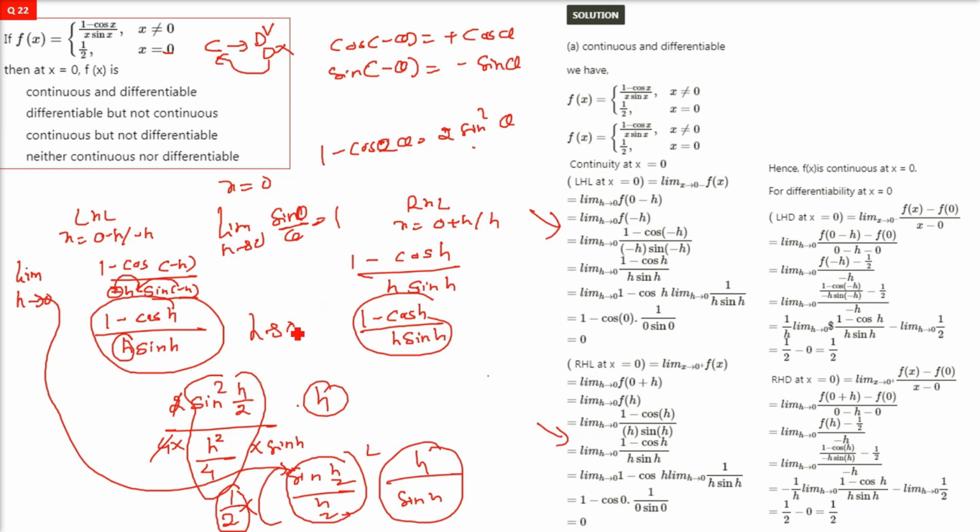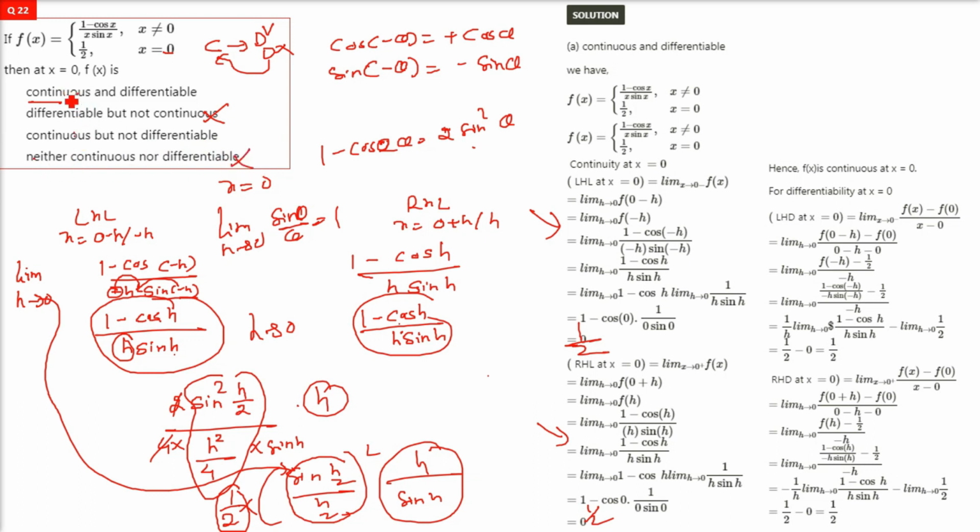But this is the best solution I can give you, because both the values are half. When both are half, the left hand limit and right hand limit are equal. So when the left hand limit and right hand limit are equal, that means you can say this function is continuous. Continuity we have checked. This function is continuous. Not continuous you can cancel out. This we just check: not continuous, so this also we can cancel out.